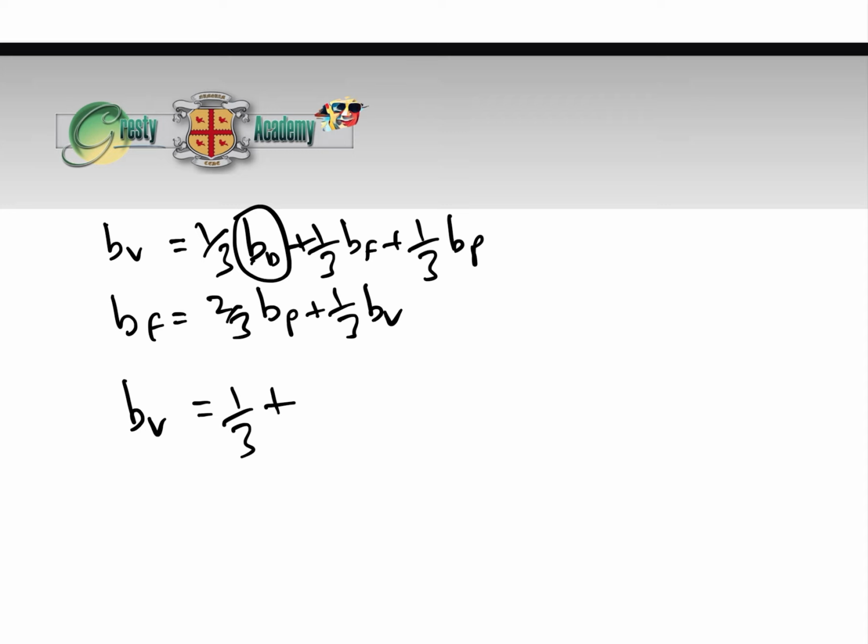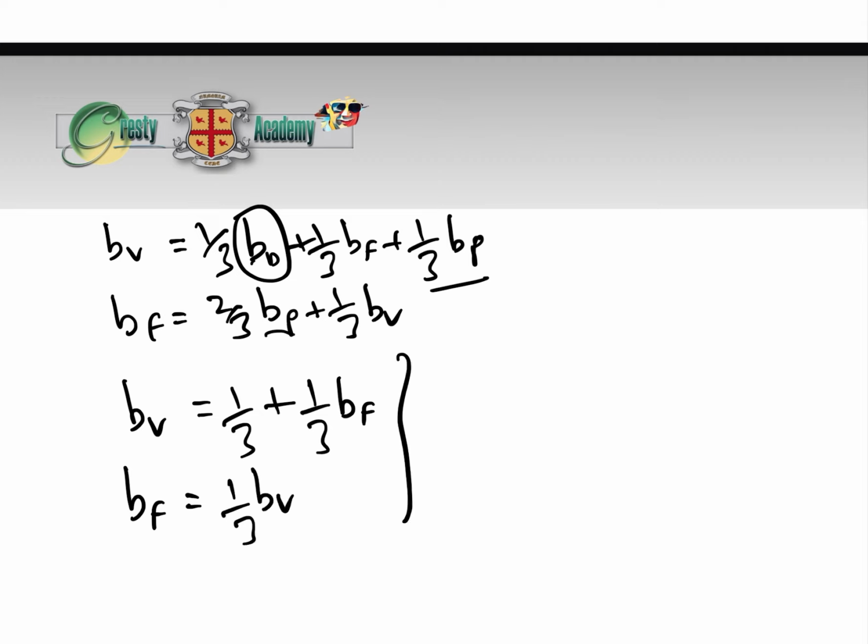The probability of him being eaten by the dragon if he's already been eaten by the dragon is 1, add 1/3 BF, and BP, the probability of him being eaten by the dragon if he's already saved the princess, is 0. And then BF is basically 2/3, well, BP is 0, we know that's 1/3 BV.